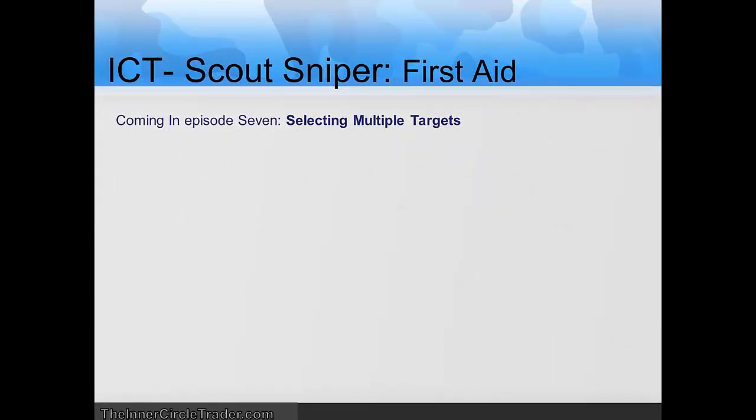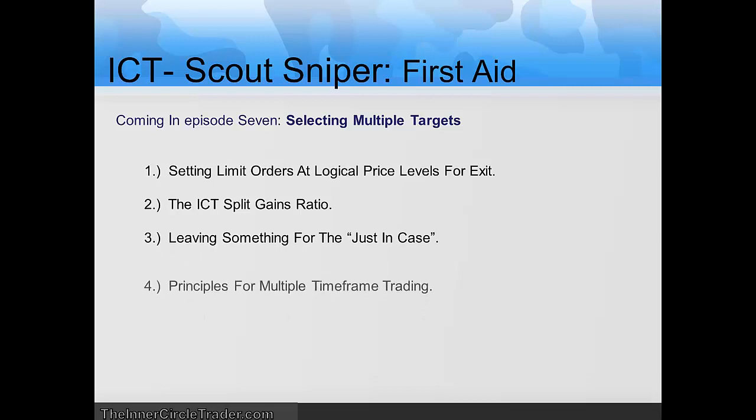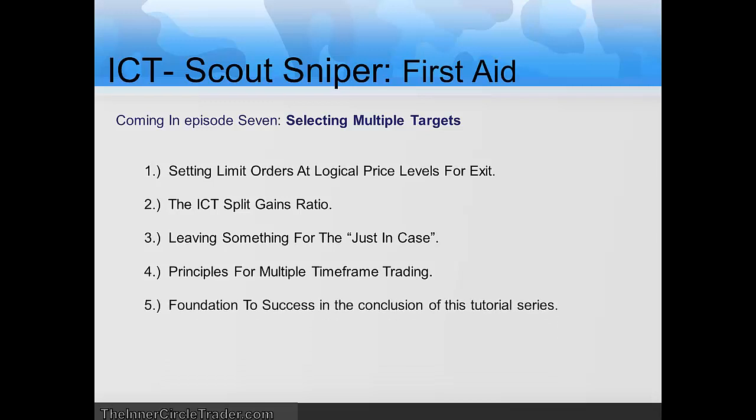Okay, guys, in episode 7, we're going to be looking at selecting multiple targets. We're talking about setting limit orders at logical price levels for exits. And we're going to be talking about the ICT split gains ratio, leaving some for the just in case scenario, principles for multiple time frame trading. And we'll have the foundation to success that will be given to you in blueprint format in the final episode in this series, part 8.